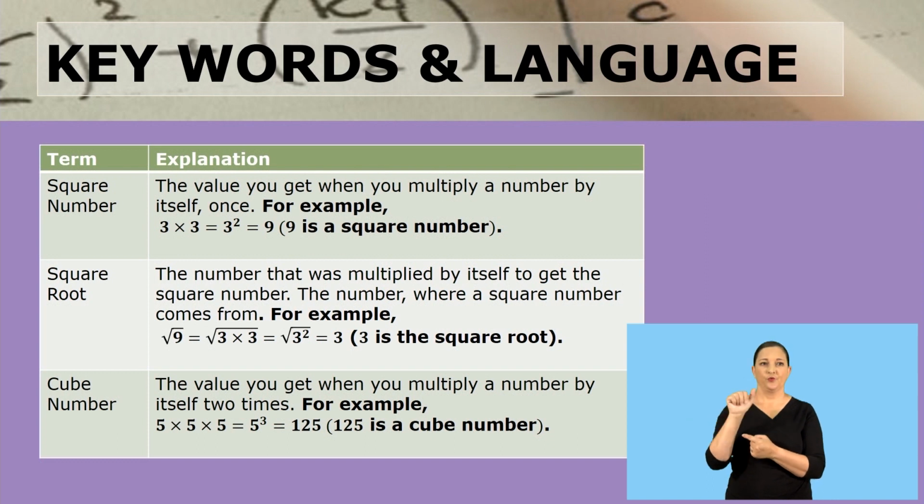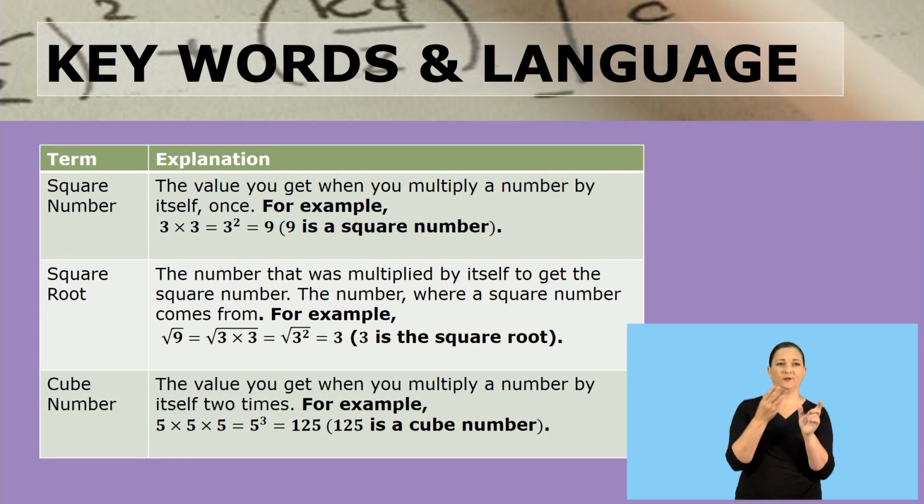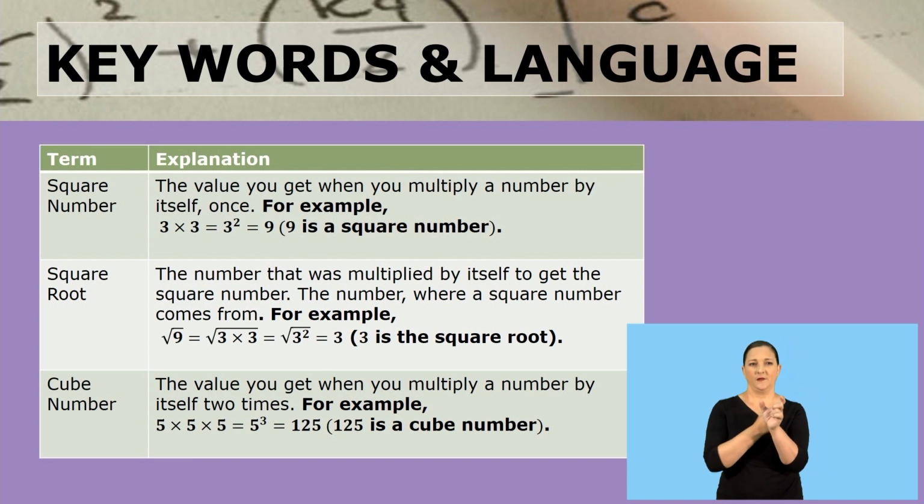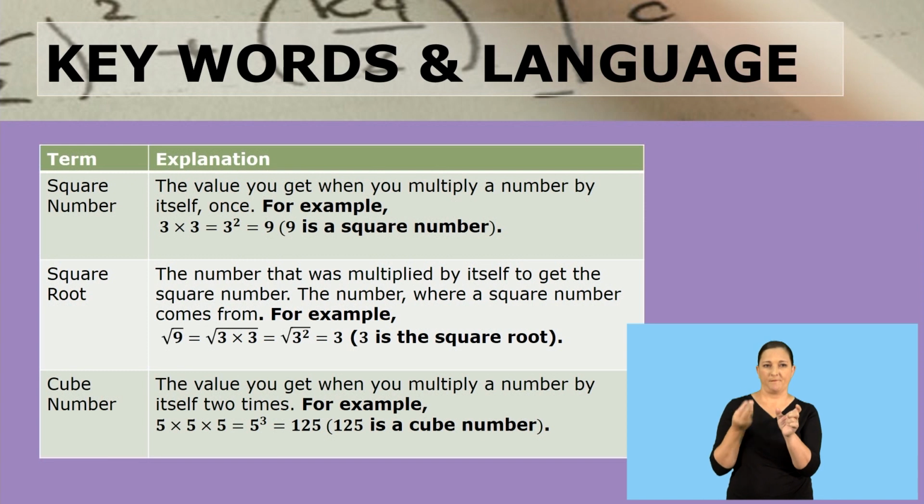Then we have a square root, that is the number that was multiplied by itself to get the square number. So the number where a square number comes from. For example, if I have the square root of 9, that is the square root of 3 multiplied by 3, which is the square root of 3 squared, and our answer there is 3. This means that the 3 is our square root.